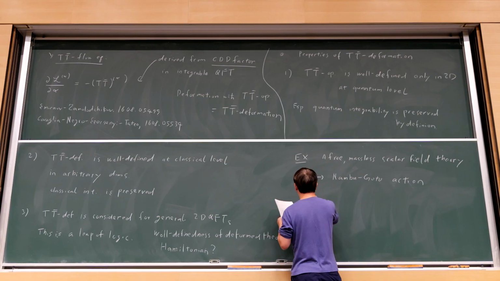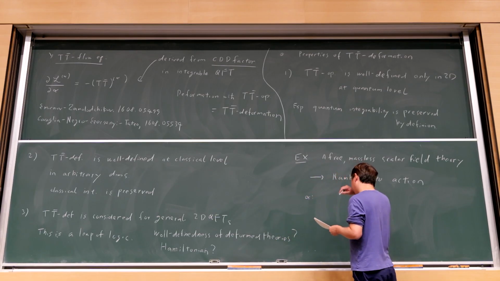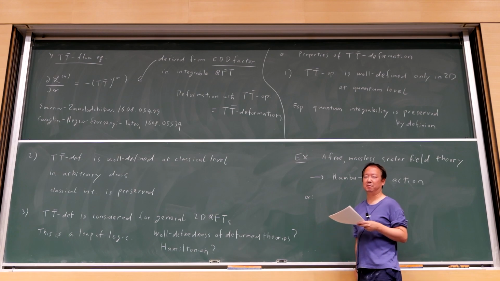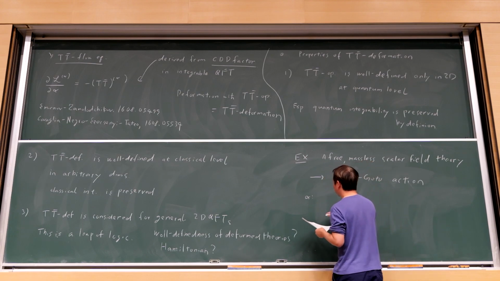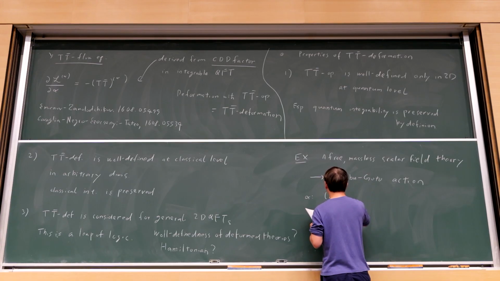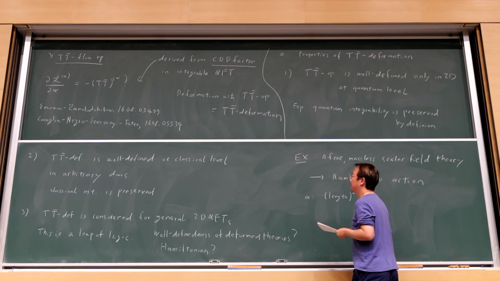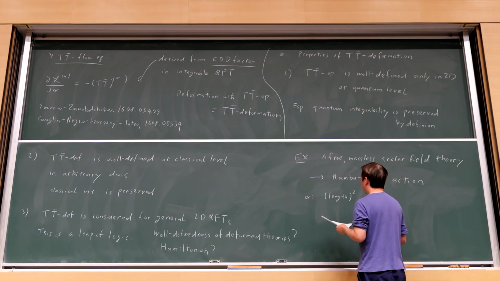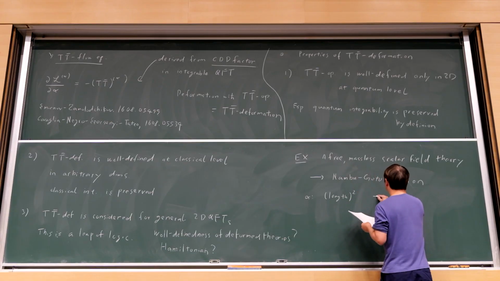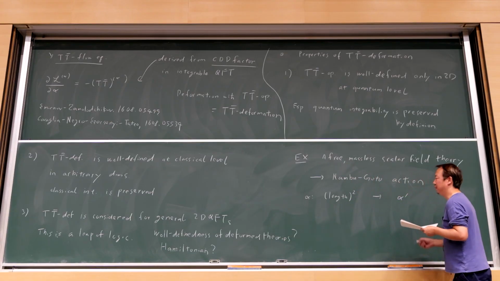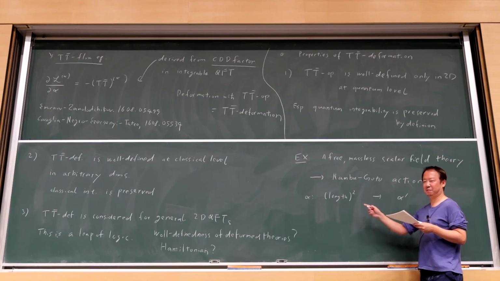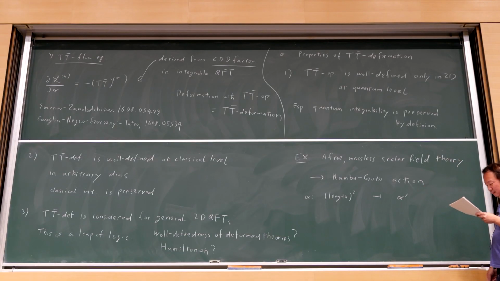So here, I forgot to explain the dimensions of this deformation parameter alpha. The dimension of this alpha is length squared. So that's why this perturbation is irrelevant. And this parameter alpha is nothing but alpha prime in string interpretations. This is just the string slope alpha prime. So the dimension is also length squared. And so this is a landmark example of TT-bar deformations.